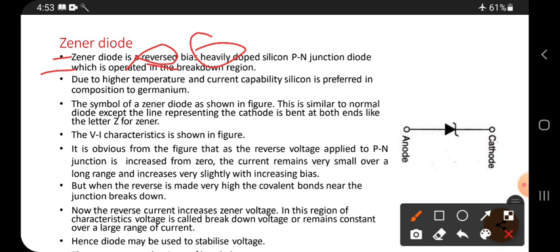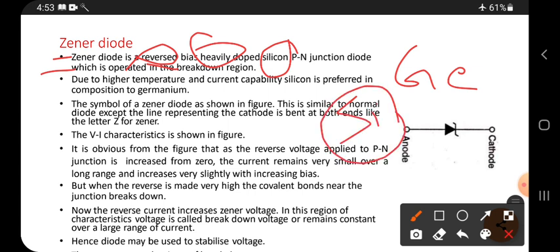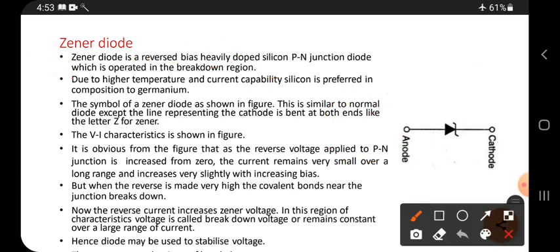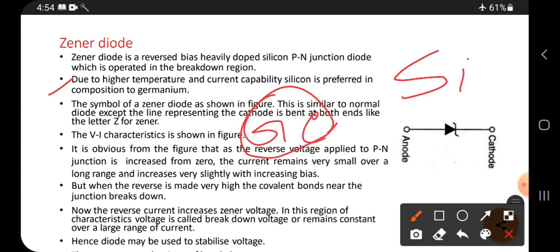And here the PN junction diode they are using is silicon. Generally in a diode, which material do we use, either germanium or silicon? But here we are giving more preference to silicon only. Why? Due to higher temperature and current capability, silicon is preferred in comparison to germanium. Germanium cannot withstand a higher temperature with a high current, so it is easily damaged. But silicon easily supports higher temperature and current capability, so that is why we use silicon instead of germanium.